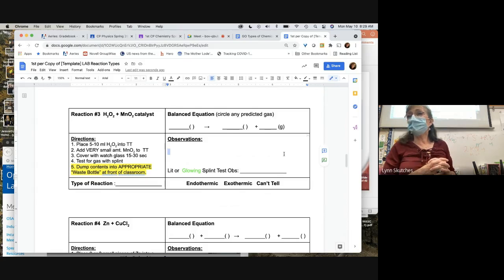James, your mouse, please. So a glowing splint. And there's pencils and pens in the back if you need one.